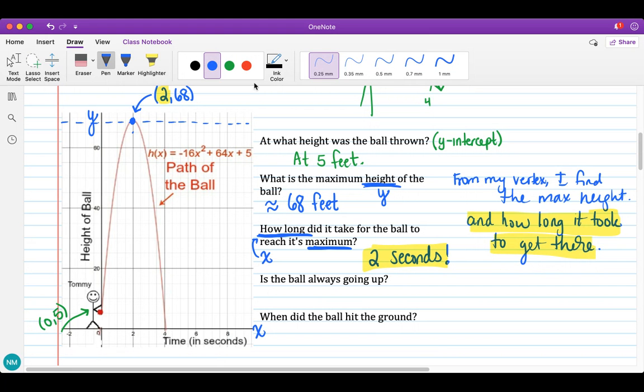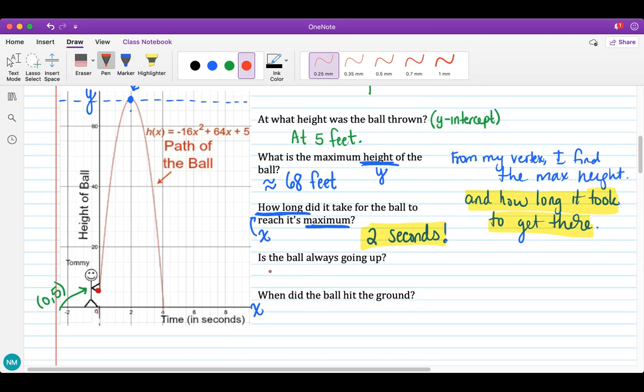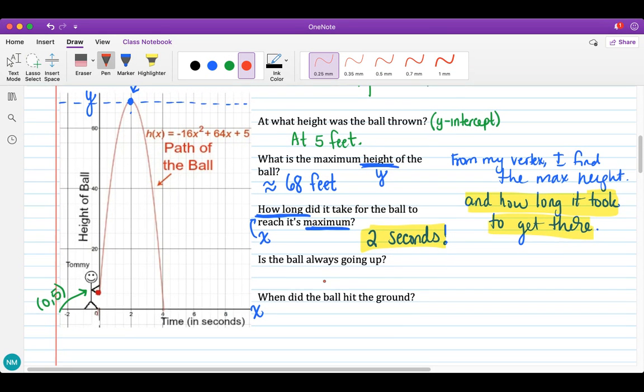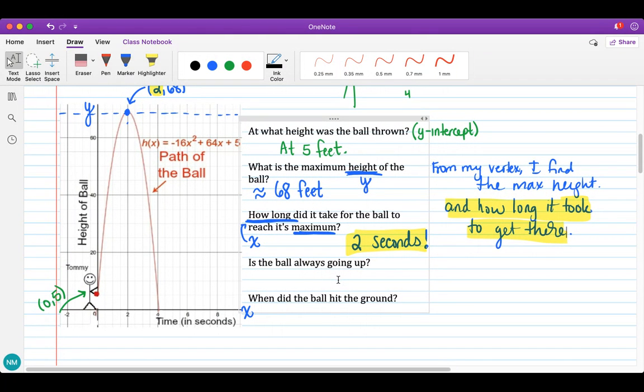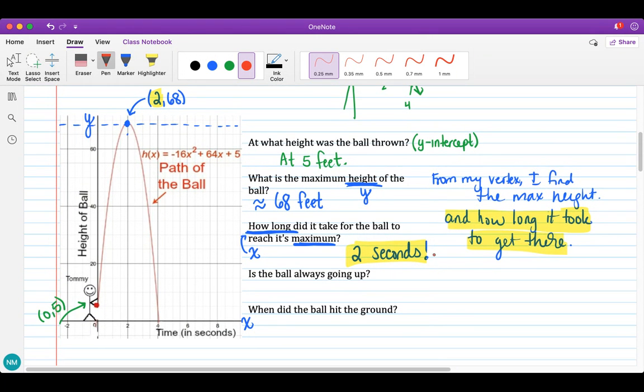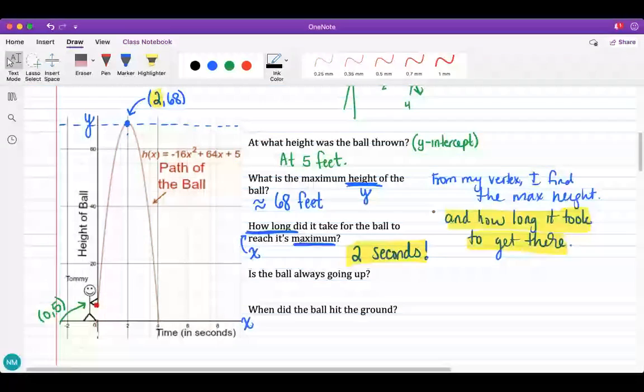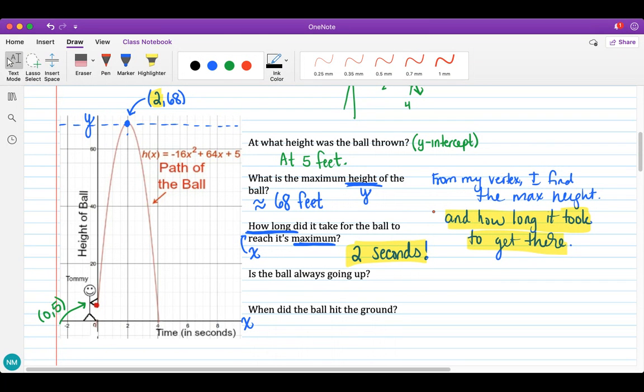Now, next, is the ball always going up? This is a pretty logical question, right? You can ask yourself, is the ball always going to be going up? Well, no. Why? What do we have that makes the ball eventually go down? Gravity. So the ball is eventually going to start going down. It's going to reach its peak, its maximum right here, and then eventually it's going to start dropping. So the answer is no.